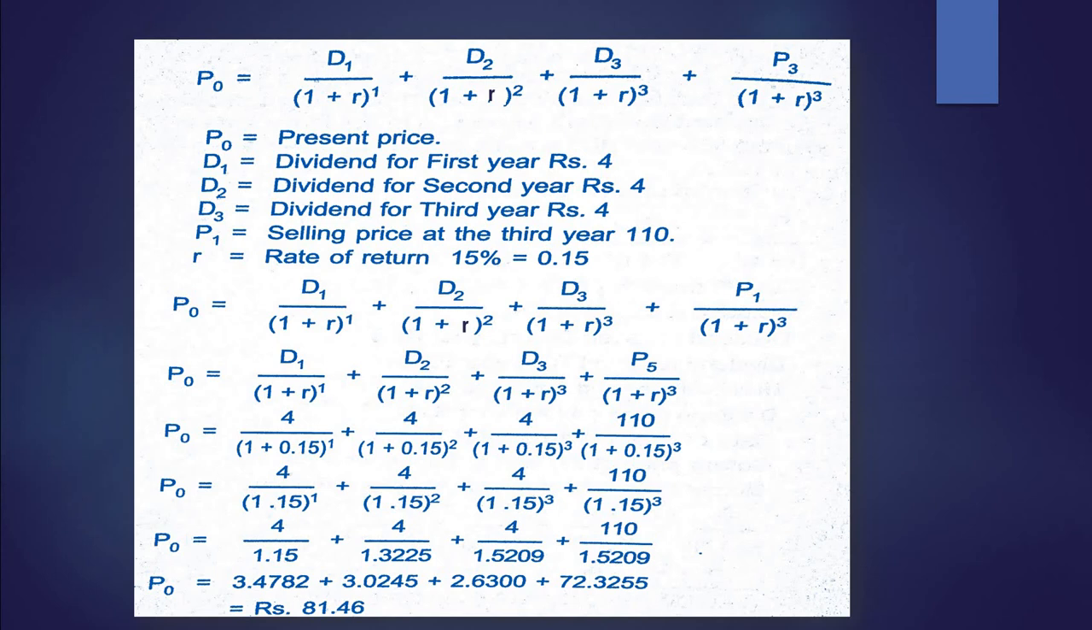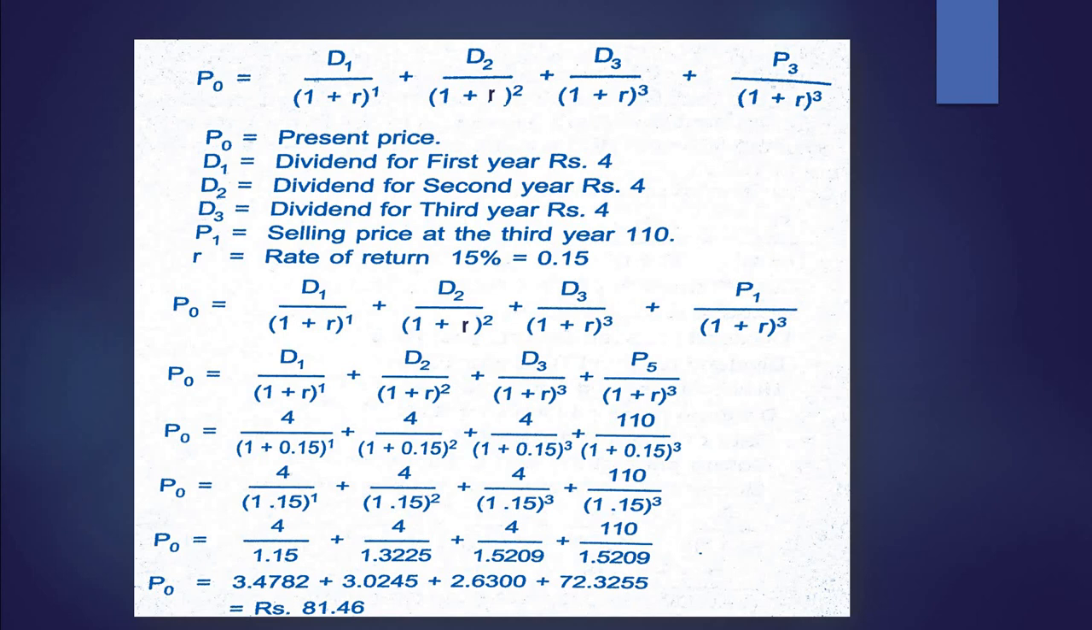So what is the formula? We want it for the 3 years, correct? So the formula will be P0 is equal to D1 divided by (1 plus R) raised to 1, plus D2 divided by (1 plus R) raised to 2, plus D3 divided by (1 plus R) raised to 3, and finally, after 3 years, since they ask only for 3 years, plus P3 divided by (1 plus R) raised to N. N is nothing but the number of years. So here N is 3 years, so we write P3 divided by (1 plus R) raised to 3. Now we will see what those values represent.